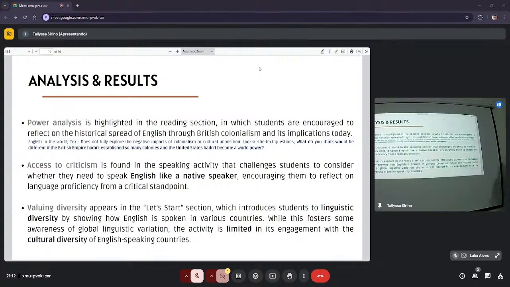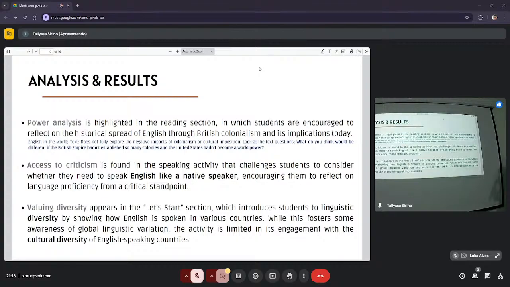And the questions that come after the text are look-at-the-text questions. That is, the students have to revisit the text to find fixed answers. The only one that we considered to have the potential to develop students' critical thinking was the last one: What do you think would be different if the British Empire had established so many colonies and the United States hadn't become a world power? So here it is possible for the teacher to approach these impacts with the students and talk about the loss of traditions, the loss of languages, and others.